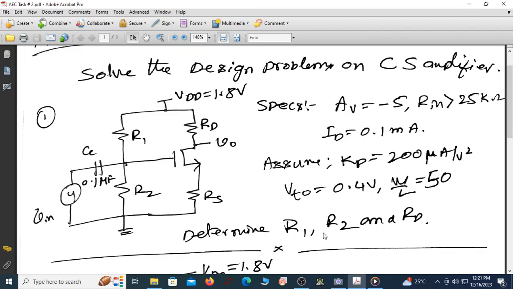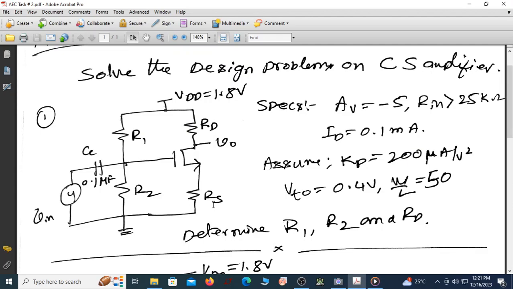Okay, now we will see a few problems over here. So now let us consider this problem. The specification givens are: gain of this amplifier is -5. The input impedance required should be more than 25 kilo ohms. We are expecting a current of 0.1 milliampere flowing through this drain, and the assumptions are Kp is equal to 200 microampere per volt square, threshold voltage is 0.4, and W by L is 50.